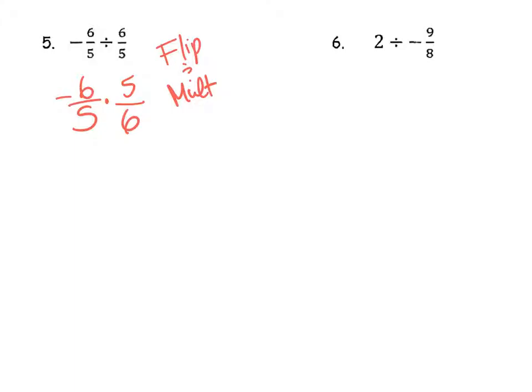Okay, on top, negative, ooh. Can I cross cancel? Yeah. Do it. 6 goes into 6 one time. 5 goes into 5 one time. Negative 1 times positive 1. Negative 1.